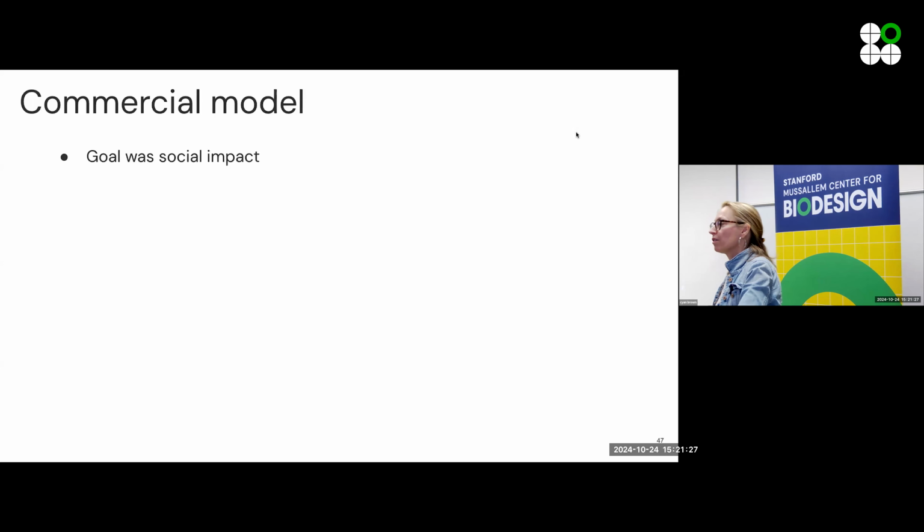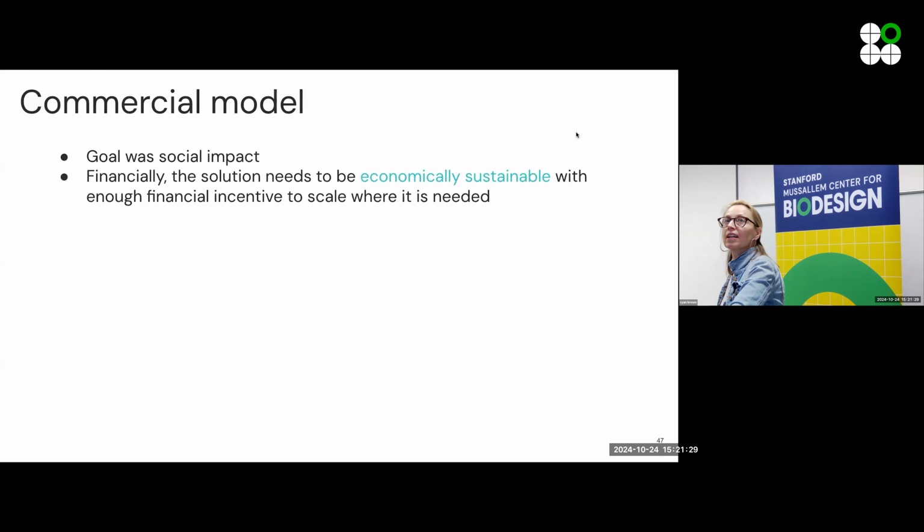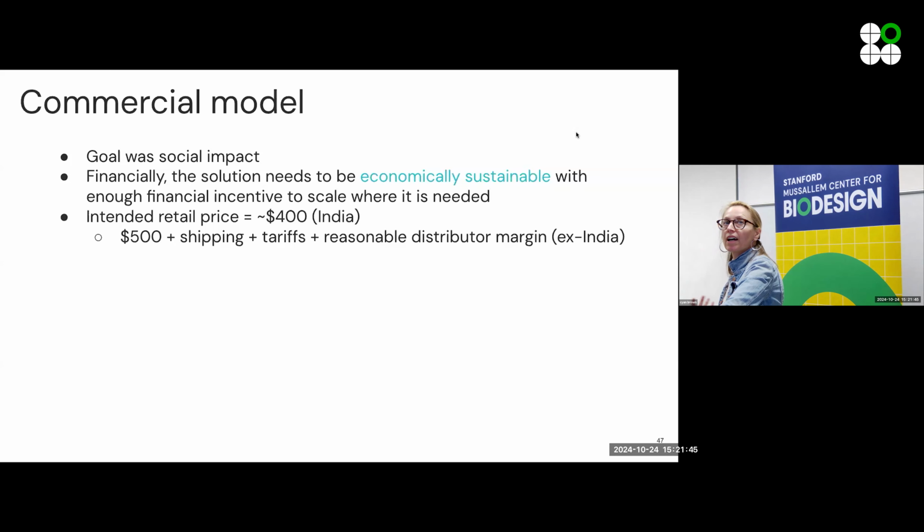So what was the commercial model? Our goal again was social impact. And from a financial standpoint, we made money, but we weren't looking to get rich. We wanted to pay salaries. We were really focused on economic sustainability. So we wanted the device to scale wherever it was needed and have money built in for that. The intended price, we've talked about that, 400, 500. The total product development cost for Brilliance was about $2 million.